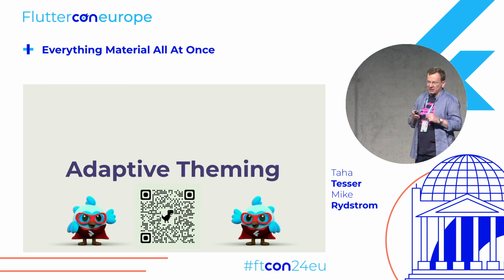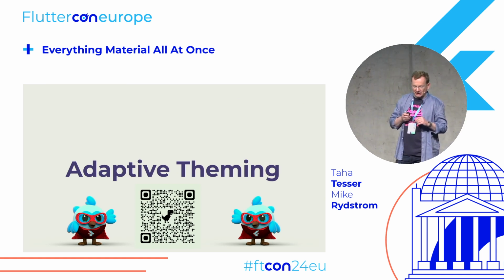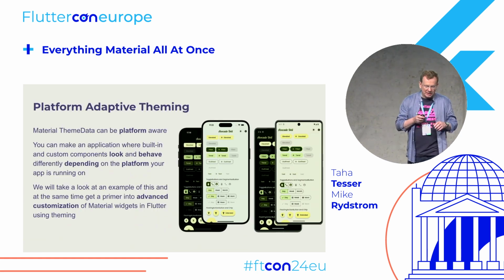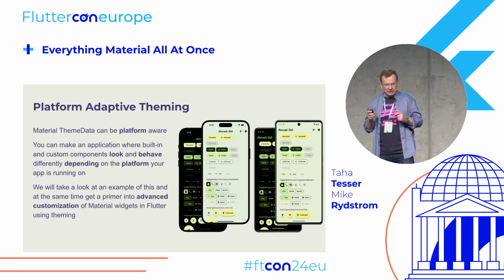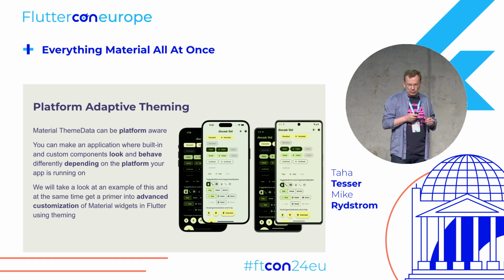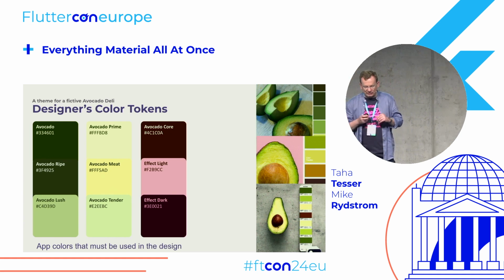One of my favorite topics with theming is adaptive theming, to make it platform adaptive and have it look different on different platforms. This is something you can do, and you have been able to do it forever, but few people use it. Flutter actually does this internally already to some extent, but you can go nuts with it and do something different. So we are going to take a look at that. We are also going to make a slightly platform adaptive color scheme.